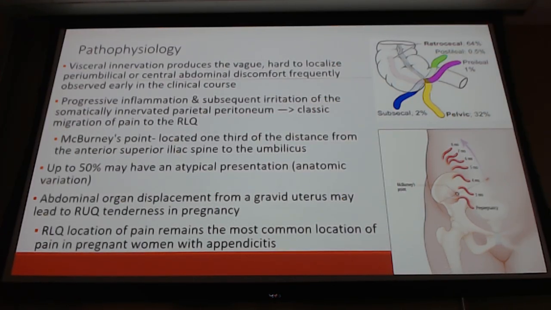So 50% may have an atypical presentation, may not be in that right lower quadrant. If I were to try and confuse you and tell you about a pregnant woman, you would think the gravid uterus would change where that pain would be. It doesn't. Still, the right lower quadrant is still the most common. Now, what we do get concerned about is the retrocecal appendicitis. You look at that, that's 64%. So that's why sometimes there's that little bit of atypical presentation. But remember, right lower quadrant, same spot, whether they're pregnant or not.